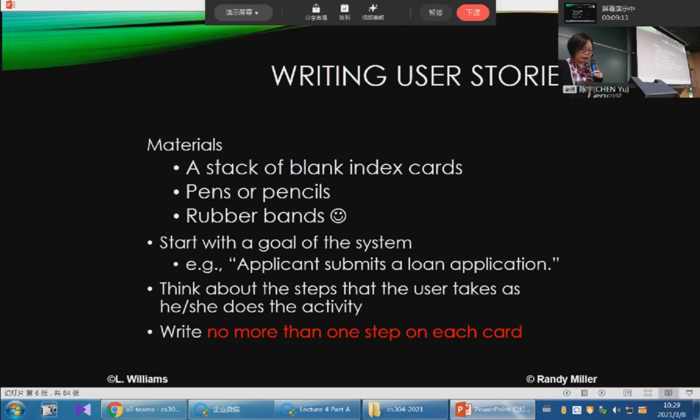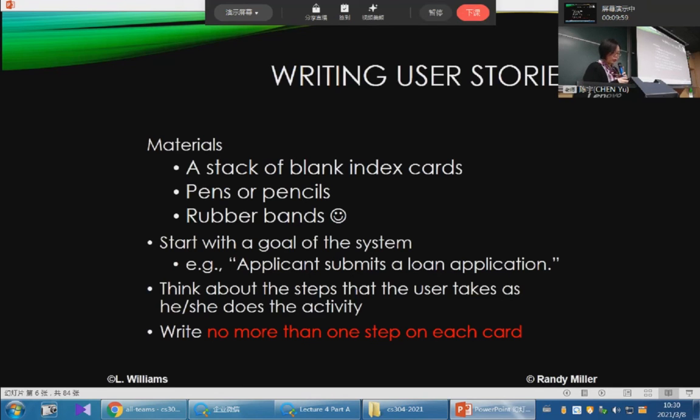And then you write things on top, usually the goal of the system, for example, applicants submit loan applications, or applicants withdraw money, something like that. And then you want to think about the steps that the user will do when performing these activities. This is very useful when you implement, for example, an app. Even though at the UI level the user wants to achieve a particular goal, you need to break it into several steps.